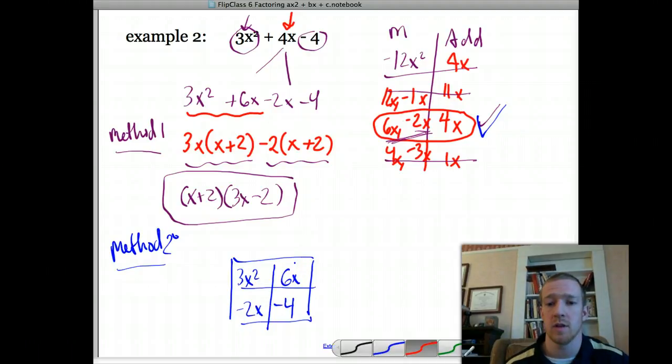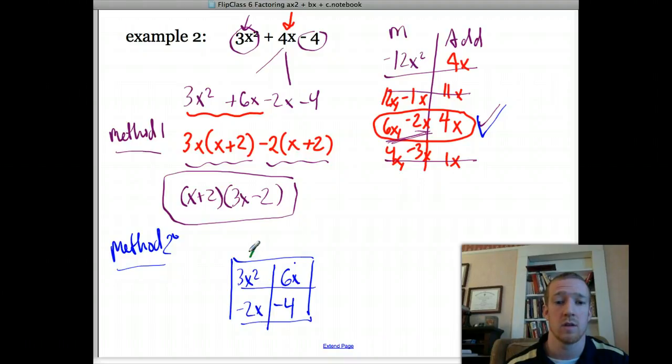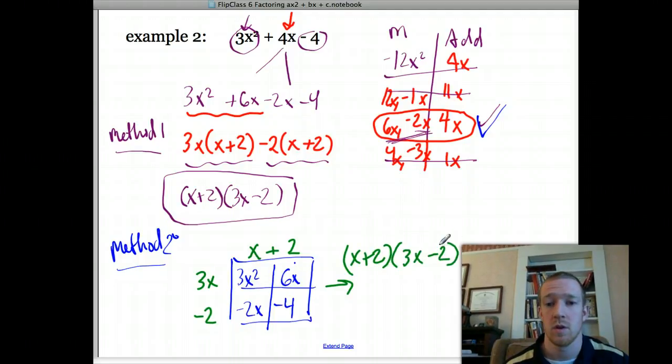Now what I do is I look for the greatest common factor of each of the columns and each of the rows. So what can I divide out of each column? Well, I can only divide out an x here. And here I can divide out a 2. That works, right? And it's a positive 2. Here I can divide out a 3x. And here I can divide out a negative 2. So those are my factors. So that tells me that it's x plus 2 times 3x minus 2. And that's the same answer we got here, just a little different method.